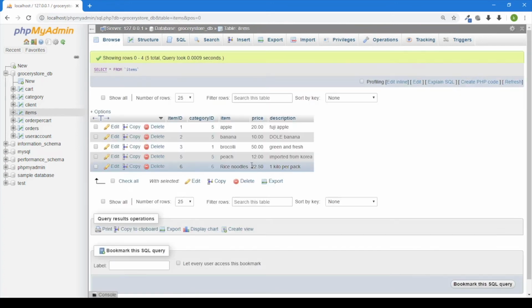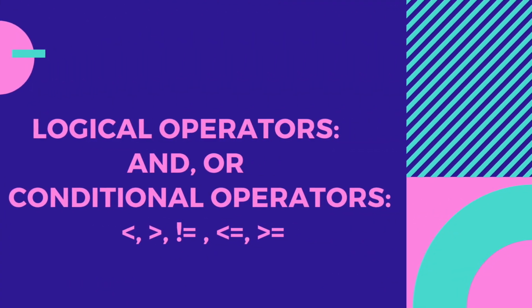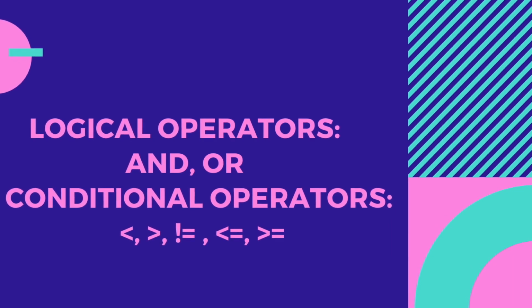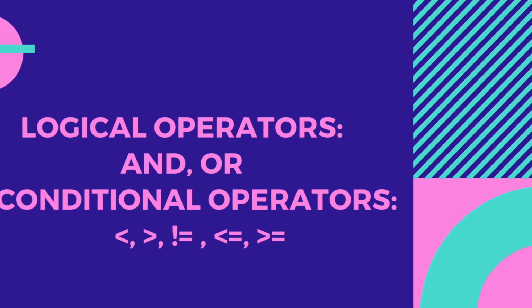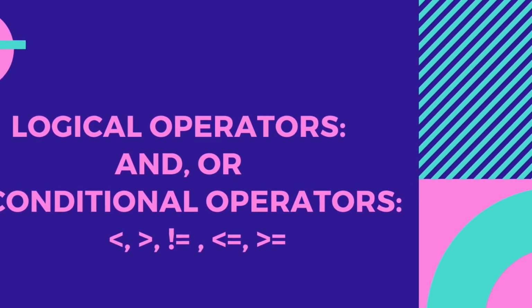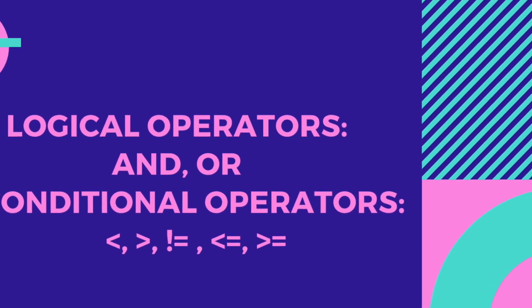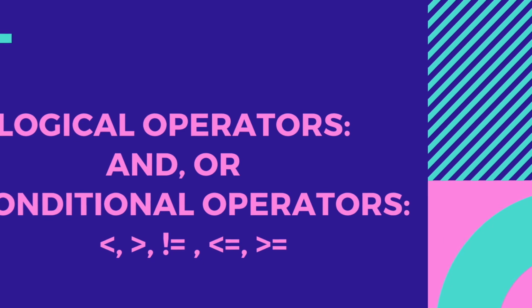And notice the result. As you can see, in the where clause you can use the logical operators and, or, and conditional operators like less than, greater than, not equal, and more. Depending on the requirements, you can delete multiple rows at the same time based on the condition provided. The change is permanent, so make sure you're deleting exactly what you want to be removed.